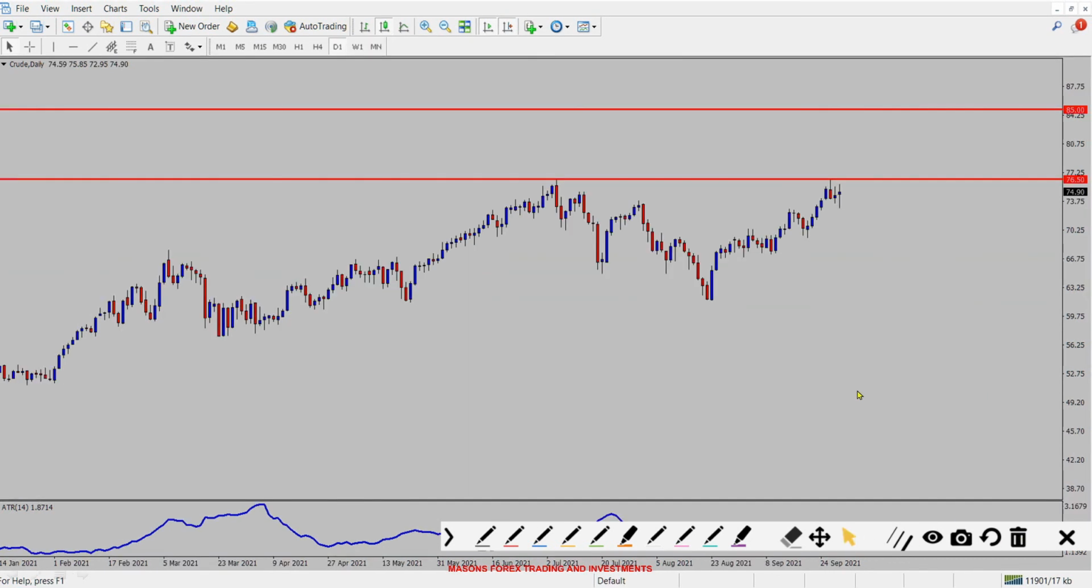This is the daily chart. I would look for an engulfing bar closing higher than the level of 76.50. This would be a great signal, and as mentioned, our first take profit would be 85.00.